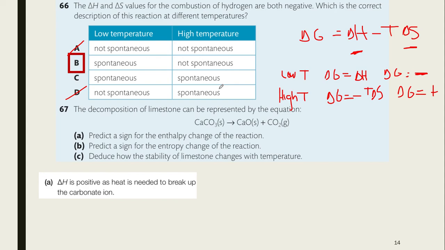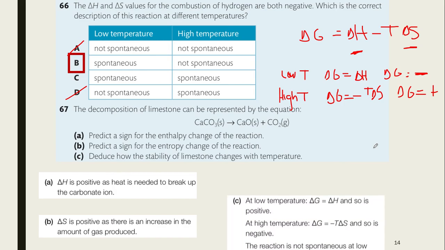Okay, hopefully you notice that in the equation, we are taking something that is solid and producing a gas. So there's an increase in the amount of gas produced, which would give us a positive delta S. So we have enthalpy change is positive, entropy change is positive. And in letter C, we want to deduce how the stability of limestone changes with temperature. Okay, it always comes back to this Gibbs free energy equation.